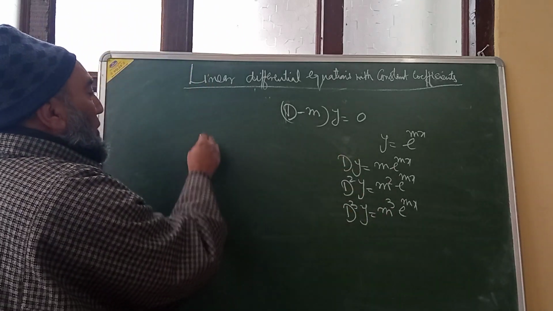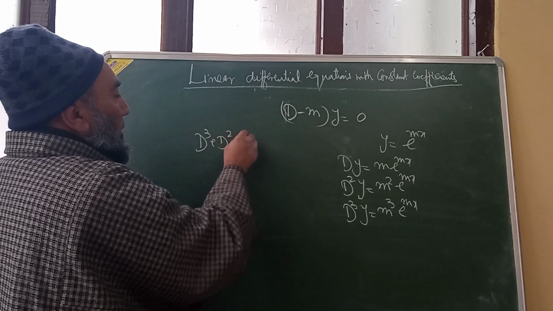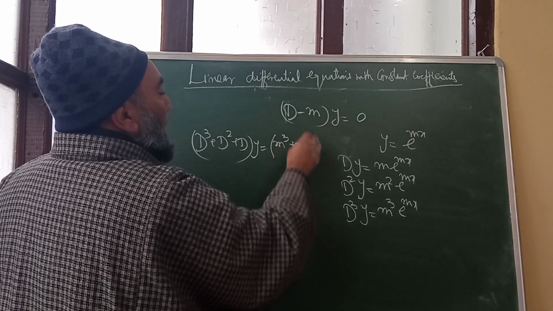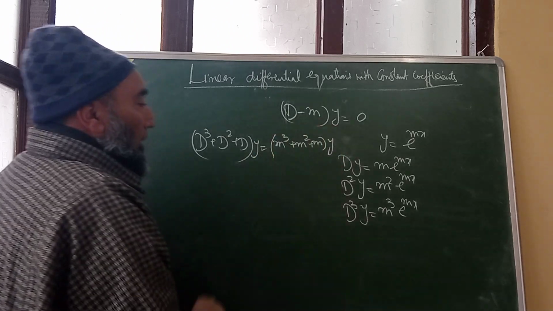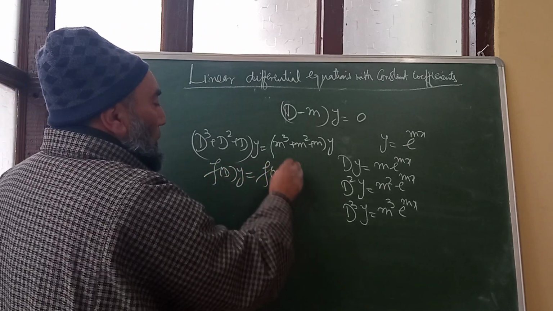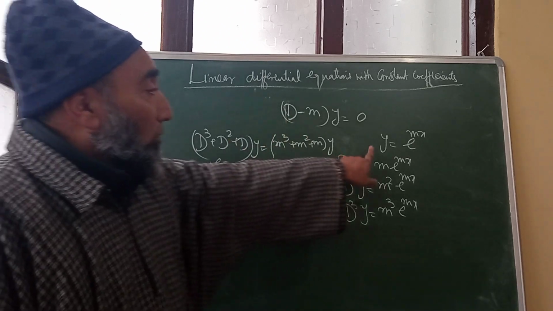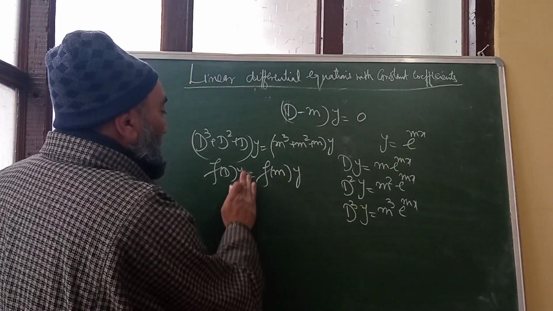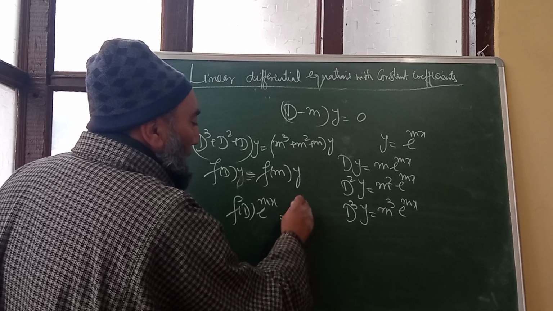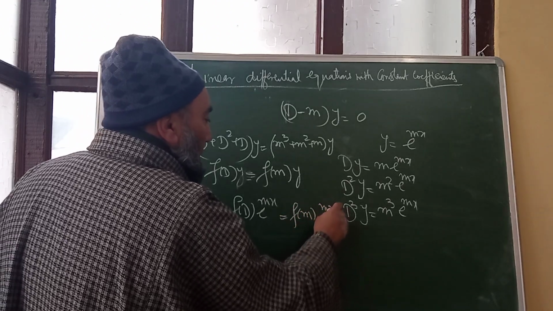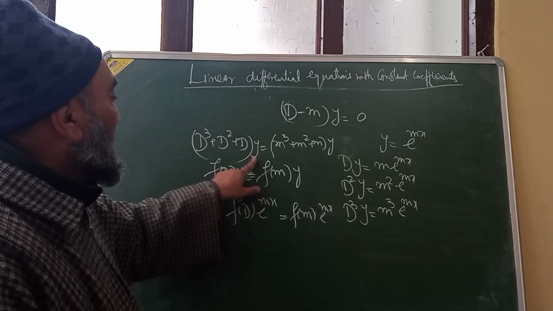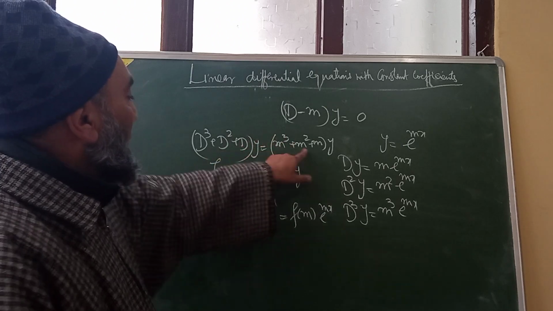Let me add these up. D cube plus D square plus D operating on y, the right hand side will be m cube plus m square plus m operating on y. It means that if you have f(D) operating on y, this will be f(m) operating on y. But what is y? y is e to the power mx. So f(D) e raised to the power mx will give me f(m) e raised to the power mx. This is clear. If I write y equal e to the power mx, this will be (m cube plus m square plus m) e to the power mx.